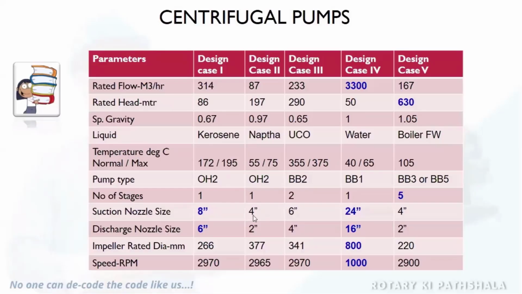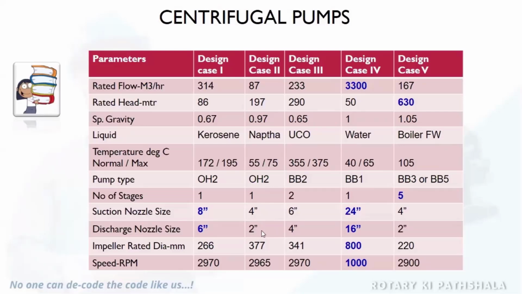But what is the effect here on the suction and discharge nozzles? Here the suction is 8 inch, and for this case it is 4 inch, almost half. Why is it happening? Because here the flow is drastically reduced as compared to this. The nozzle sizes are decided based on the flow condition. Since the flow is reduced, the suction nozzle as well as the discharge nozzle size is also reduced.